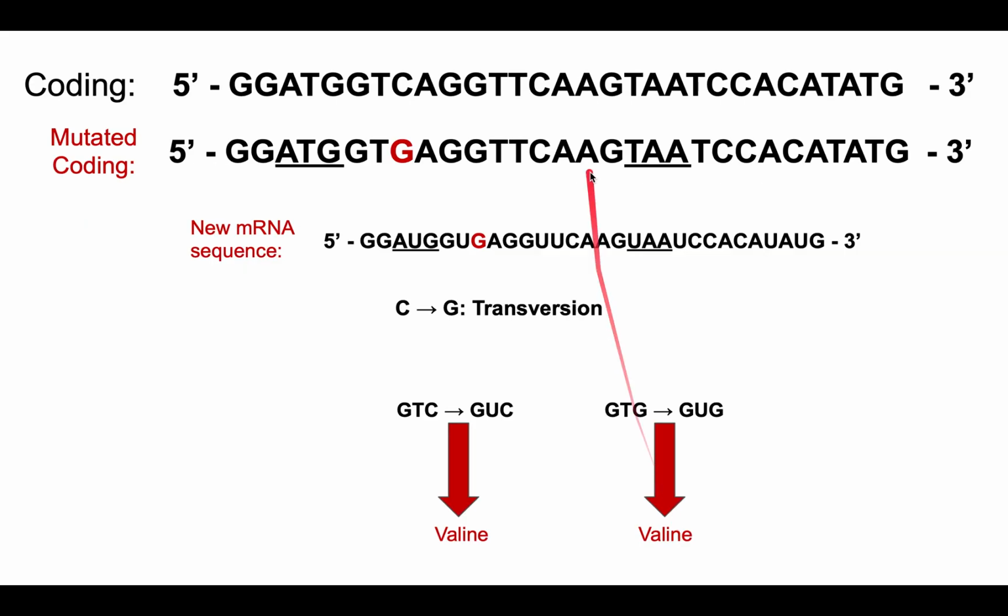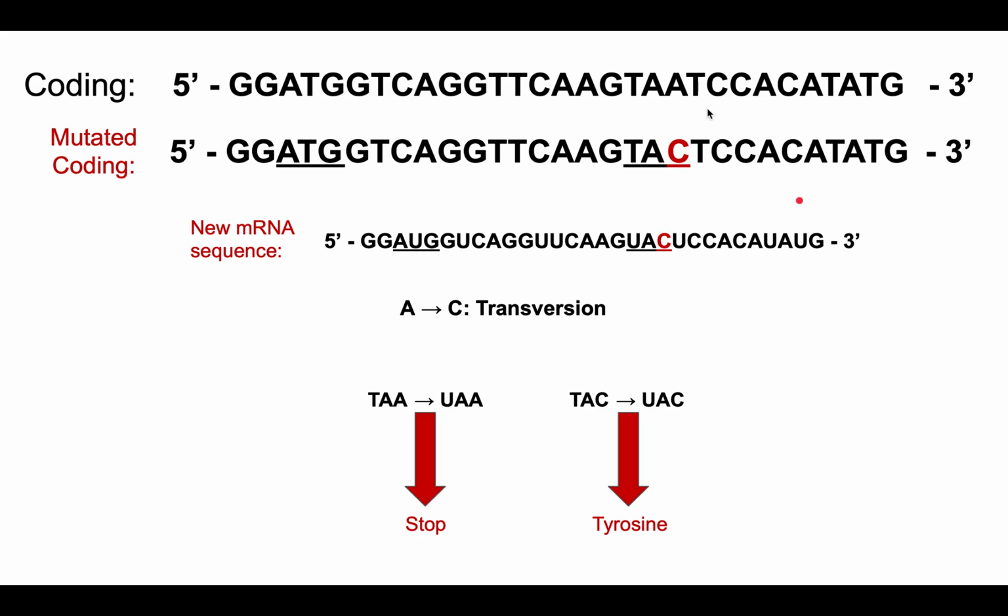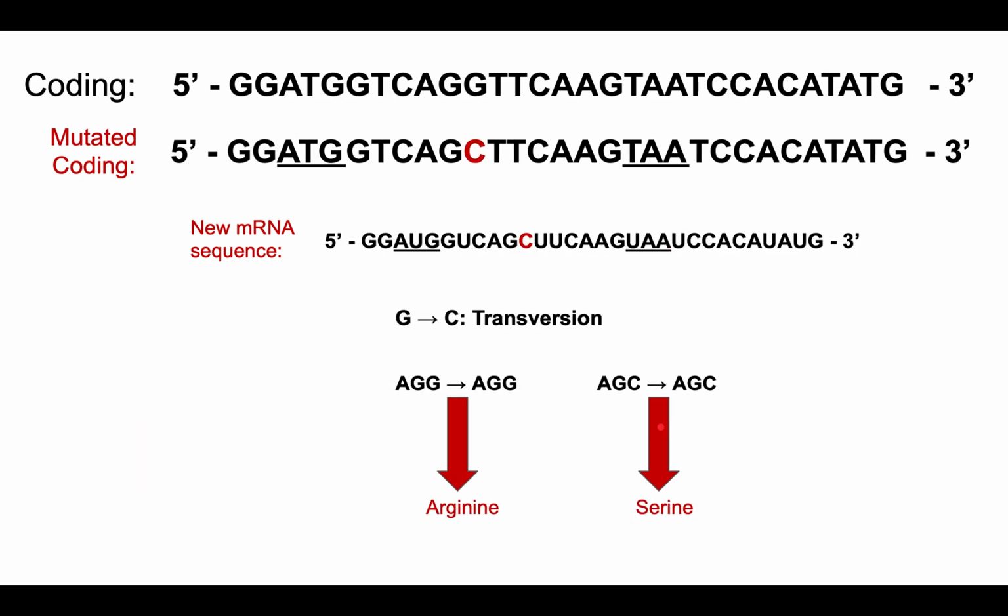As you can see here, it went from a C to a G, which would be a transversion, and then GUC coded for valine. GUG also codes for valine, and so this is a silent mutation. This one went from an A to a C, which is a transversion. UAA coded for stop, UAC codes for tyrosine, and because of that, it is a read-through mutation.